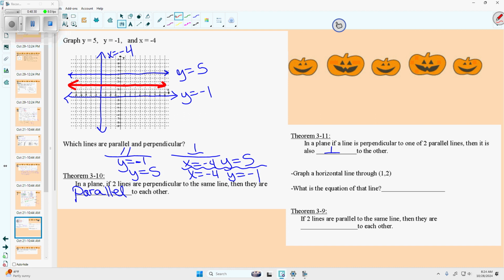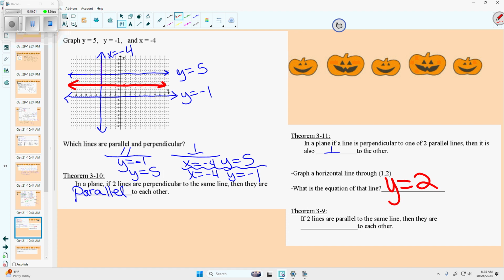That line. Y equals 2. All right. If two lines are parallel to the same line, then they are what to each other? It's a choice, isn't it? Look at your picture. Two lines parallel to the same line.